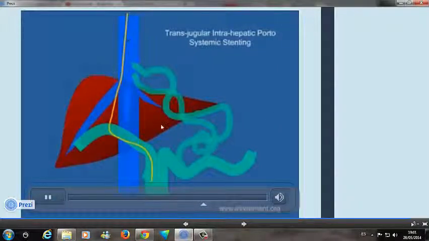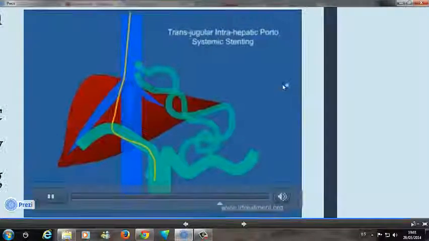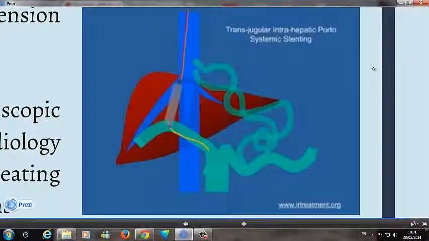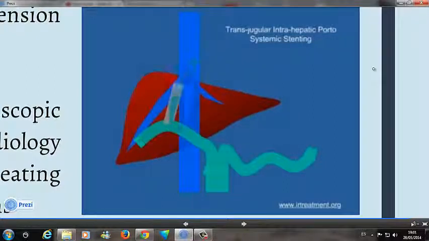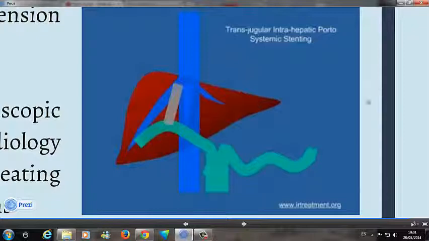Then a balloon is taken over the wire and the liver tissue that lies in between the portal and the hepatic vein is dilated, then the balloon deflated and removed, and another catheter which contains a metal mesh called a stent is taken over the wire. The stent is deployed across the hepatic and the portal vein, creating a shunt. Now the pressure is significantly reduced and blood now passes through the shunt into the venous system of the body. This is a revolutionary technique which can save lives of several patients who would have otherwise died of severe portal hypertension.